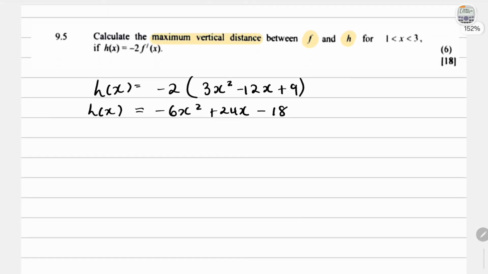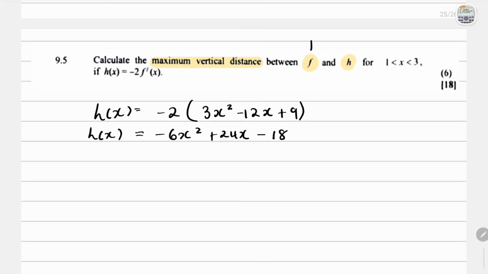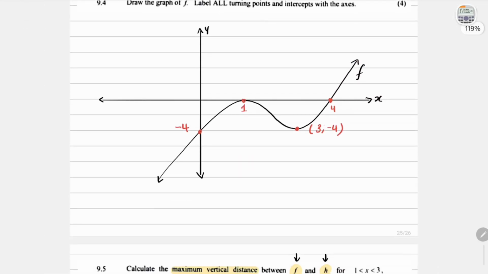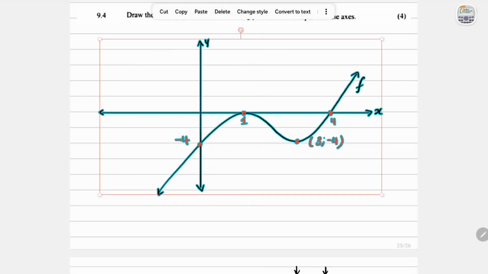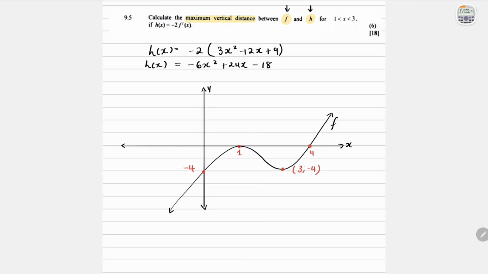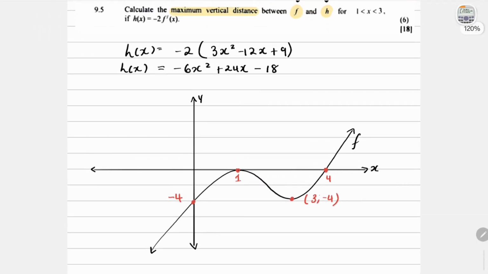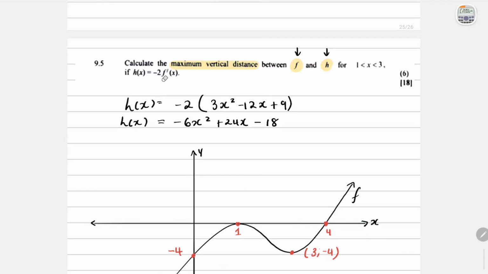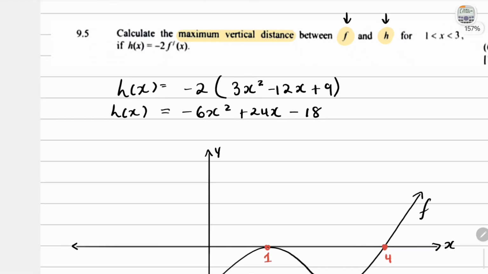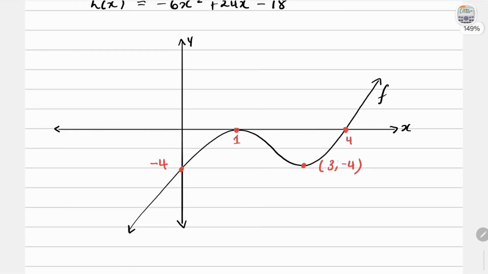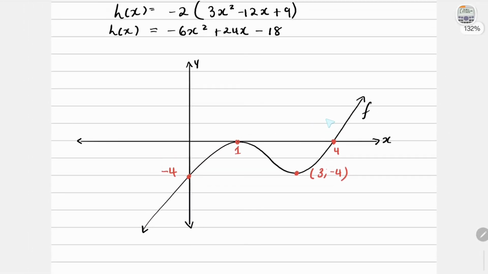And we need to find the maximum vertical distance between f and h. Okay, we already have the graph of f. Let's actually just look at it. I'm going to get this graph and see what this looks like. Okay, so this is what we have. Now, there are certain things you need to note about this. Because of the transformation that happened here, it was just multiplied by negative 2, certain things are going to stay the same with that derivative.